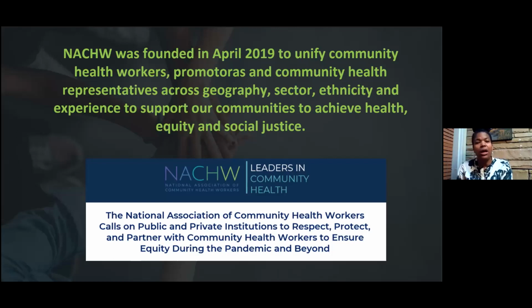We are diverse promotores, community health representatives across geography, sector, ethnicity, and experience. And we are coming together to support our communities to achieve health equity and social justice. We are partners in primary care, but we are rooted in the community, in advocacy, and in community capacity building.